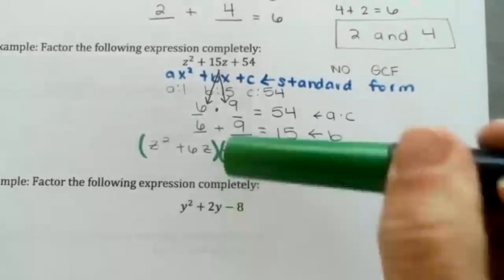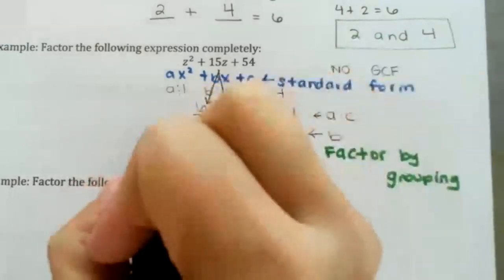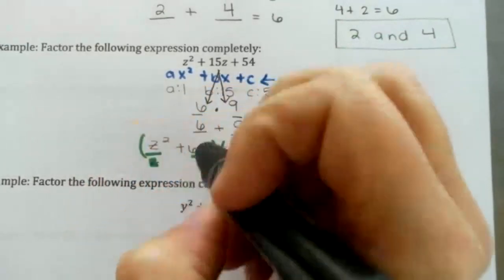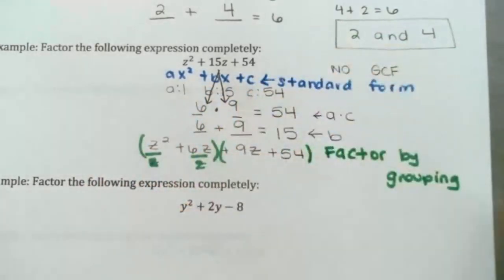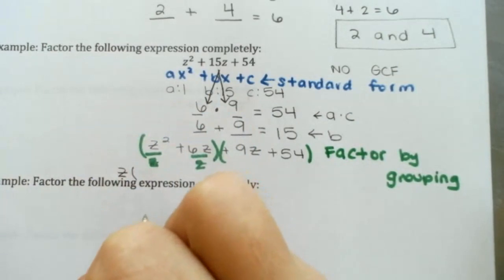We can group the first two, group the last two. Looking at our first two, z squared plus 6z, they both have z in common, so I can factor or divide out positive z. So z is coming out as our GCF.